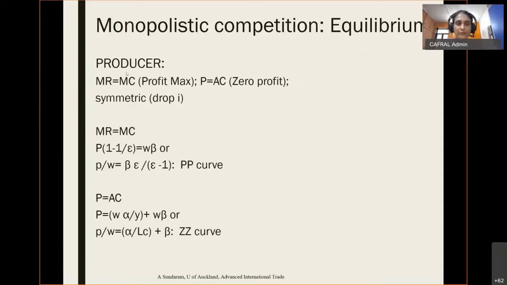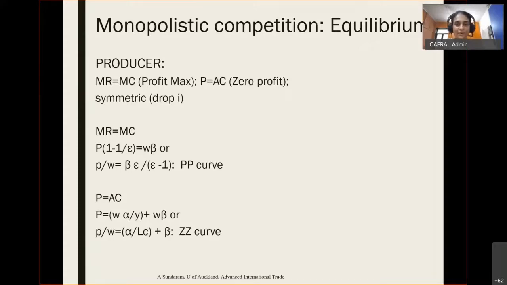So producer equilibrium, profit maximization means marginal revenue equals marginal cost. The zero profit condition means price equals average cost. Now we're going to drop this i because with the Krugman model, there isn't really any difference between the varieties, right?